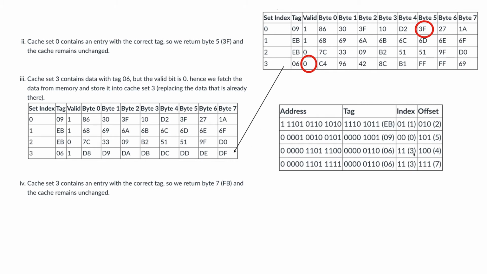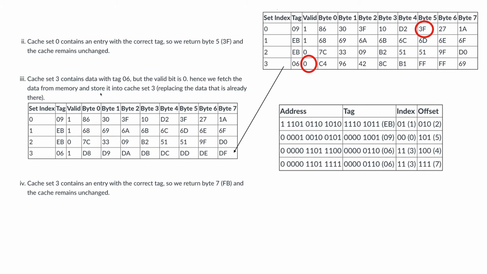And the third memory address, the index is 3, so we need to go to the set index 3, and the tag number is 06. Okay, confirmed. We have tag 06, but it's invalid. So what should we do? The valid bit is 0.